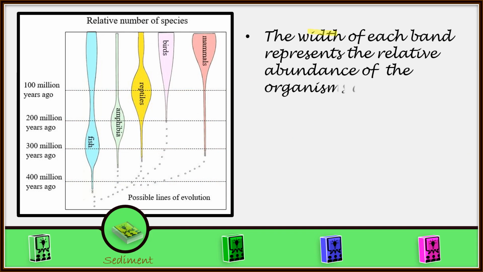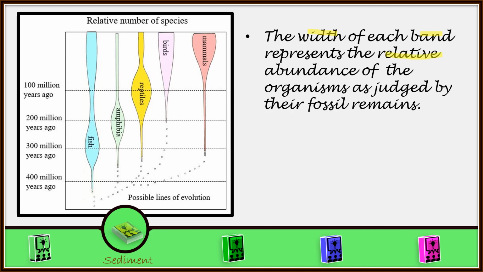The width of each band represents the relative abundance of the organism as judged by the fossil remains. So when you look at the width, this width here is going to tell you the abundance of that particular organism as judged by the fossil remains during that time. So you can see at around 400 million years ago, the number of fish was very small, but as we reached 300 million years ago, the number had increased. During that time, the number of amphibians was small, the number of reptiles was small, there were no birds, and the number of mammals was also small.